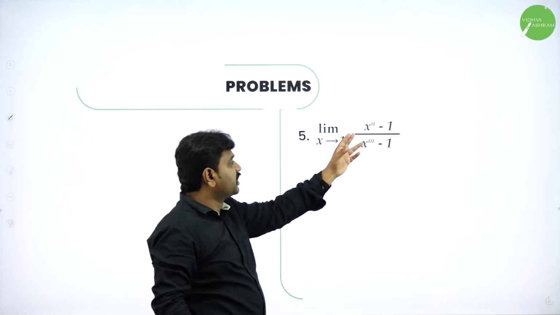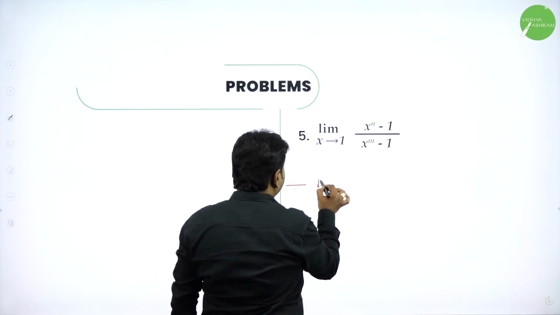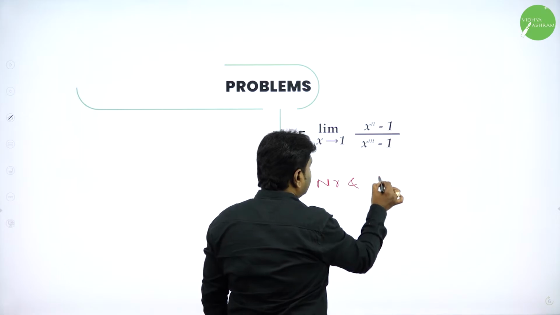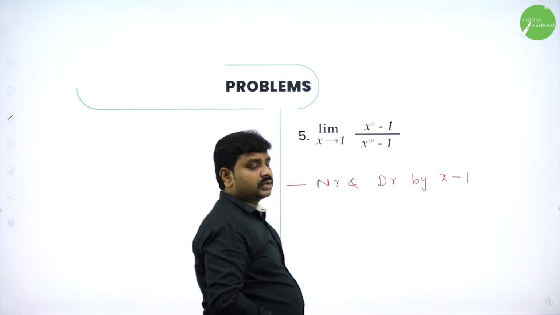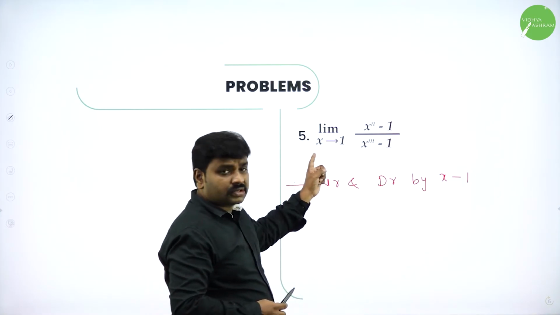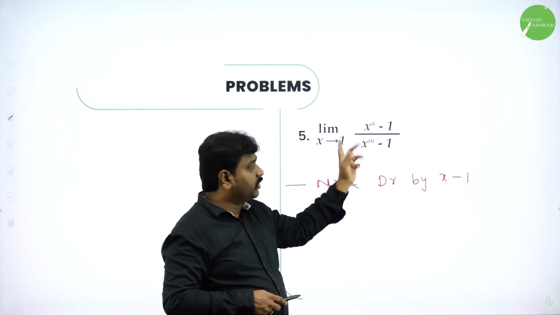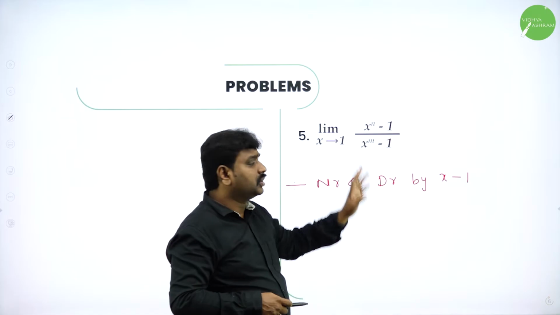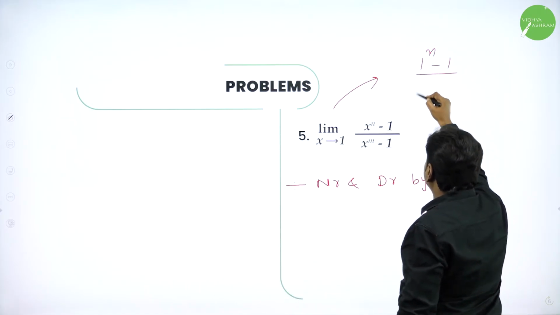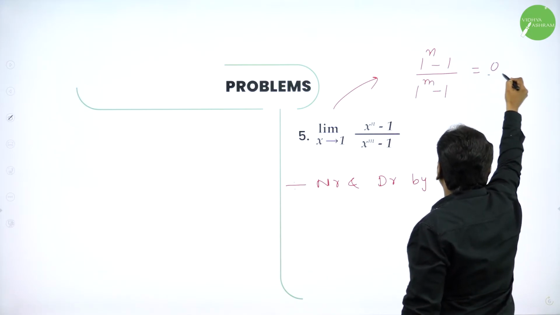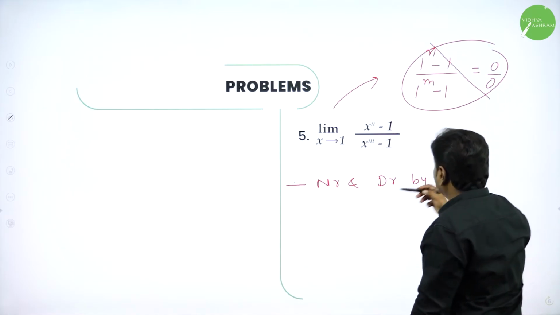limit x tends to 1, x power n minus 1 by x power m minus 1. So what should we do? Divide numerator and denominator by x minus 1. Because what is meant by limit x tends to 1? In the place of x put 1. If you do that, 1 power n is 1, 1 power m is 1, 1 minus 1 is 0 and 0. Notice, if you directly apply the limit, what will you get? 1 power n minus 1 by 1 power m minus 1 becomes 0 by 0. 1 power anything is 1. So we should not get 0 by 0, so I have to simplify.